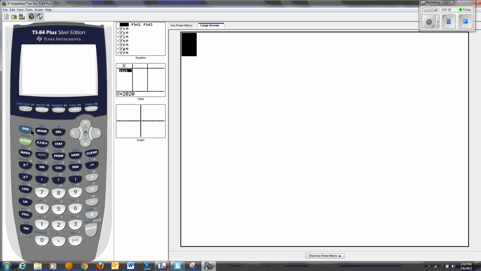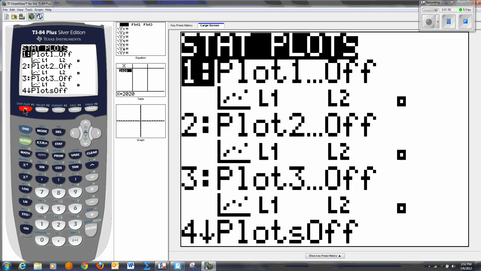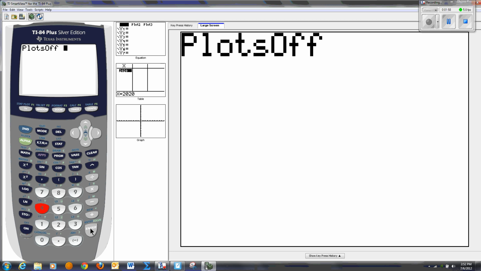And to prepare ourselves to do this, we have to correct some things we did yesterday on our calculators. The first thing to do is to turn our stat plot off. So we go second, stat plot. And if your stat plot says on, you need to turn it off. So if you go down and hit number 4, it'll turn all your stat plots off.